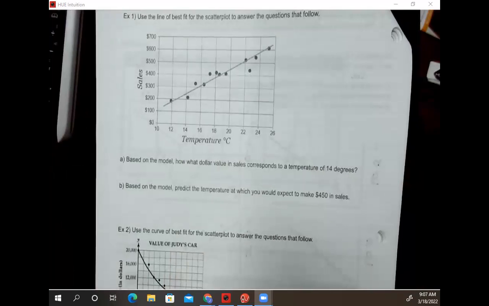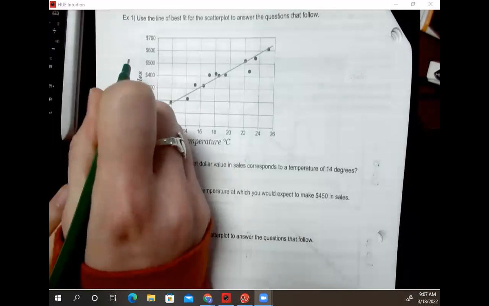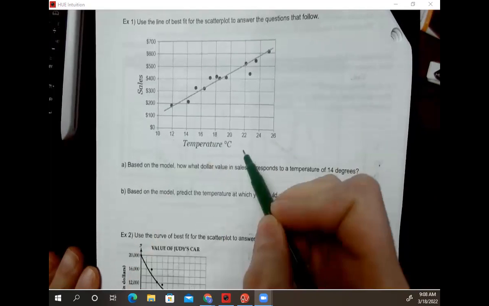What I'm looking at here is temperature in degrees Celsius versus sales, how much money I make in sales given the temperature. Is there a relationship here? Maybe. There seems to be, at the very least, some positive linear correlation between the temperature and sales.